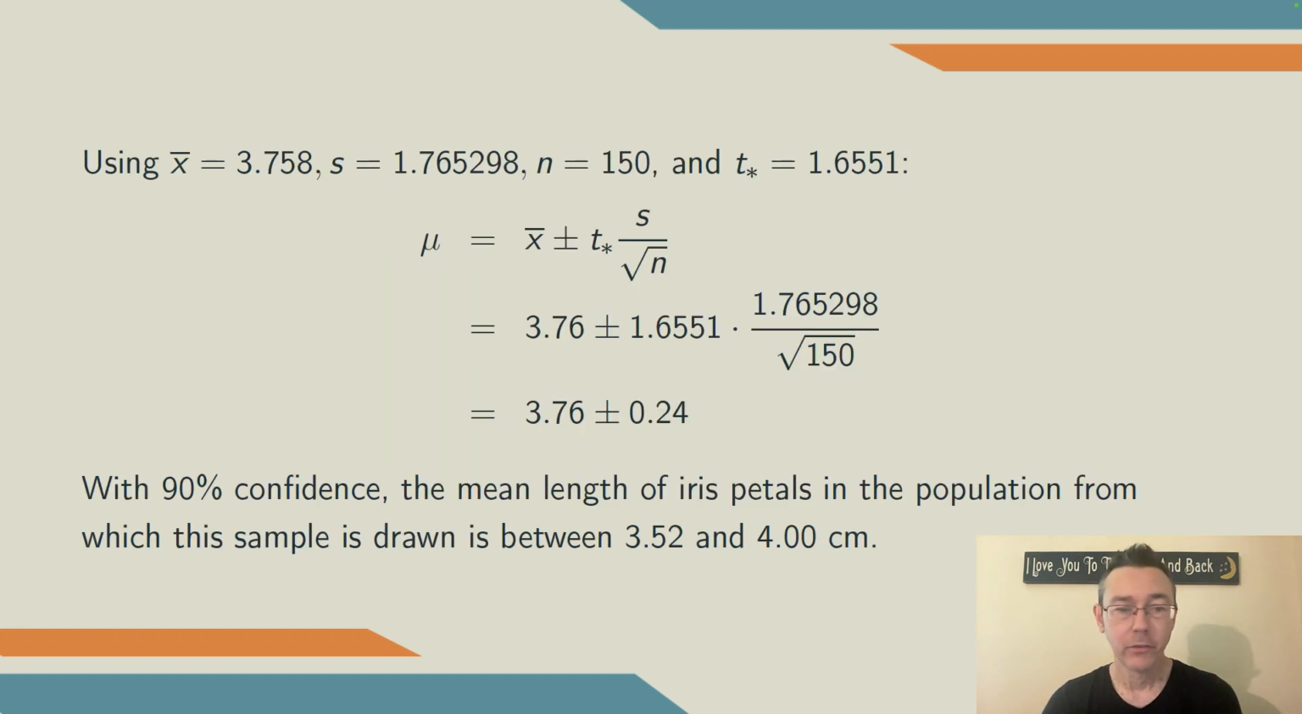Plugging in all of that and simplifying, I'm getting 3.76 plus or minus 0.24. In general here, when you're rounding, you should round after all your computations are done, not midstream, otherwise those rounding errors can amplify one another. So, with 90% confidence, the mean length of iris petals from this population is between 3.52 and 4.00. So I took 3.76 and subtracted 0.24, and then I added 0.24.